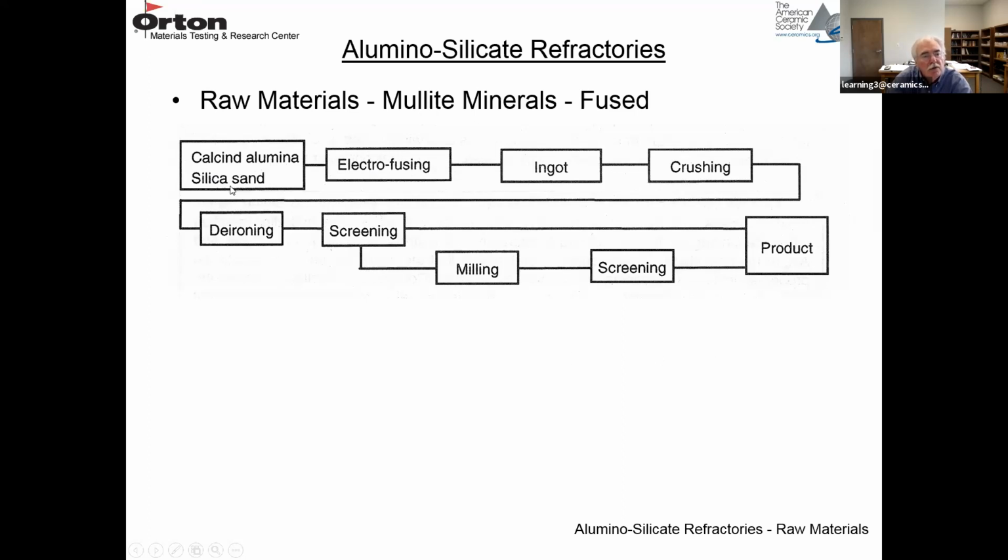The flow diagram for fused mullite, you're starting out with higher purity materials here. You maybe have a high purity calcined alumina and a silica sand. You melt it in an electric arc furnace. You pour it into ingots, usually carbon type molds. You crush that material. You can further purify it by removing iron. And then it goes through a screening process for a final product, or you can mill it finer, screen it, and have the final product. So this gives you a dense, basically pore-free material.